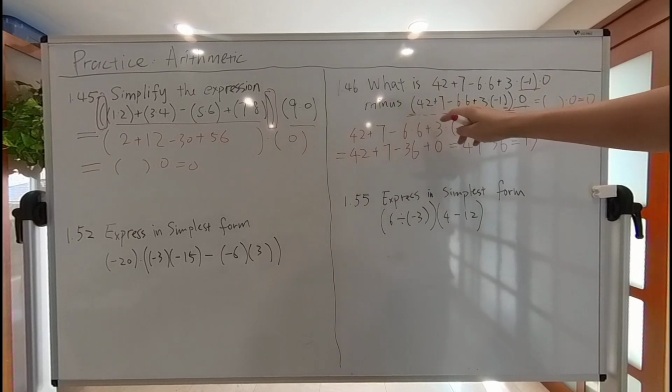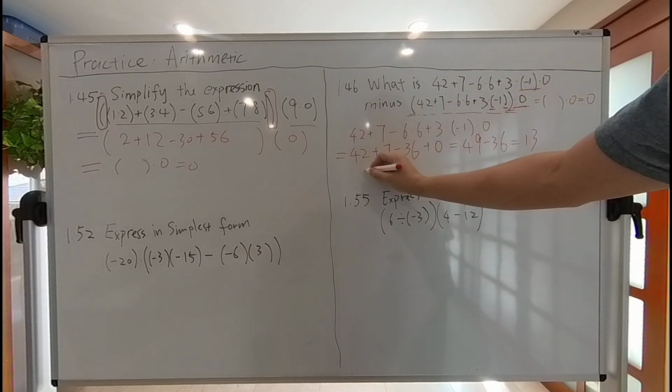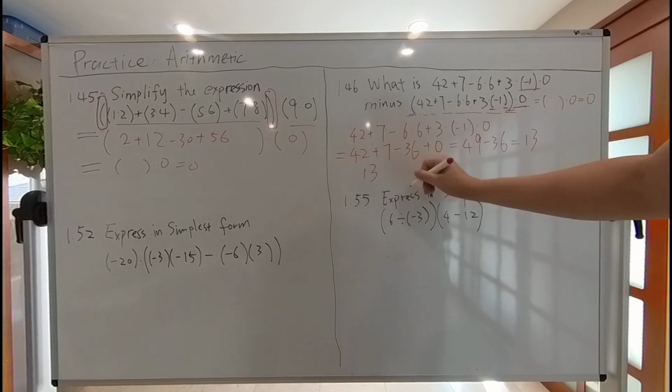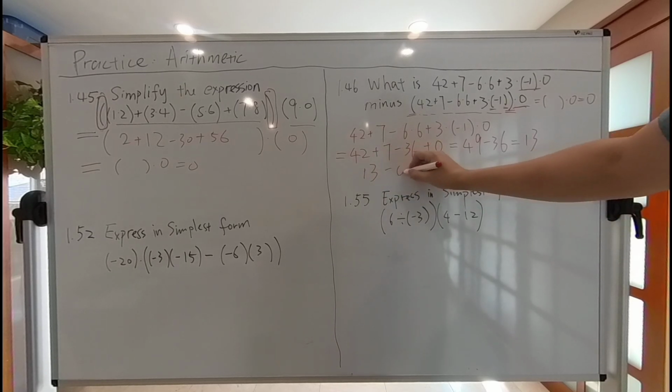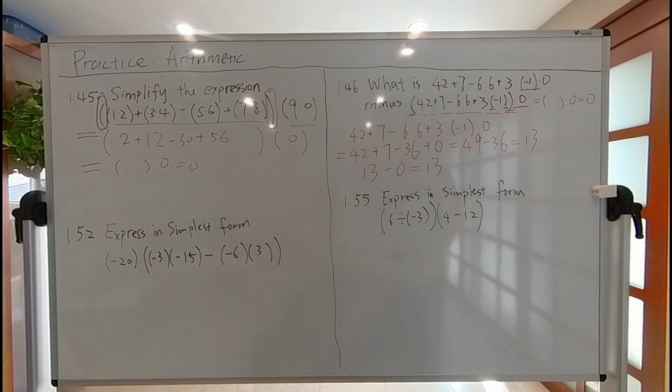The question is asking what is the first term minus the second term. So it's the first term, which is 13, minus the second term, which equals 0. So eventually it will still equal 13.